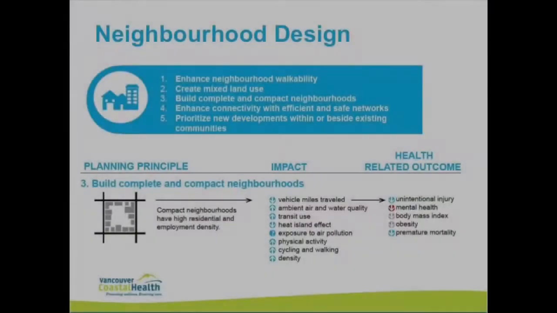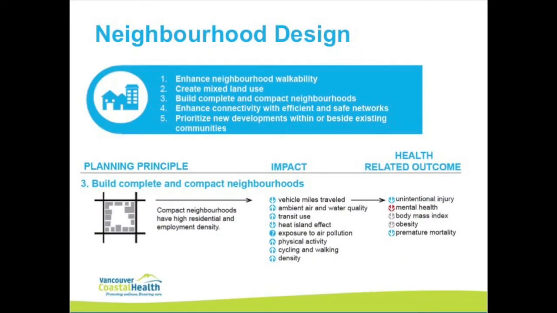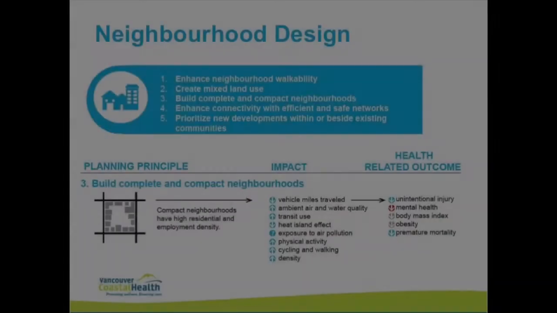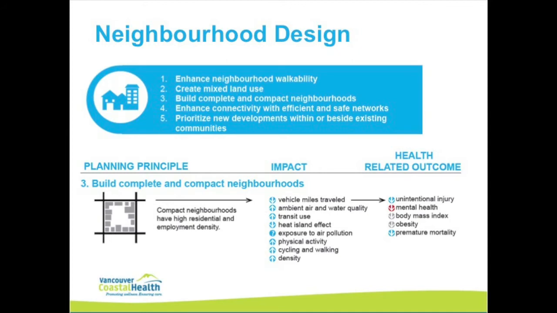We listed what are the elements of neighborhood design, the overall mix and package that impact health, and how it does it. The 5 ways that were identified, based on a literature review and quite a rigorous evidence review, were to enhance neighborhood walkability, create mixed land use, build complete and compact communities, enhance connectivity with efficient and safe networks, and prioritize new developments within or beside existing communities.